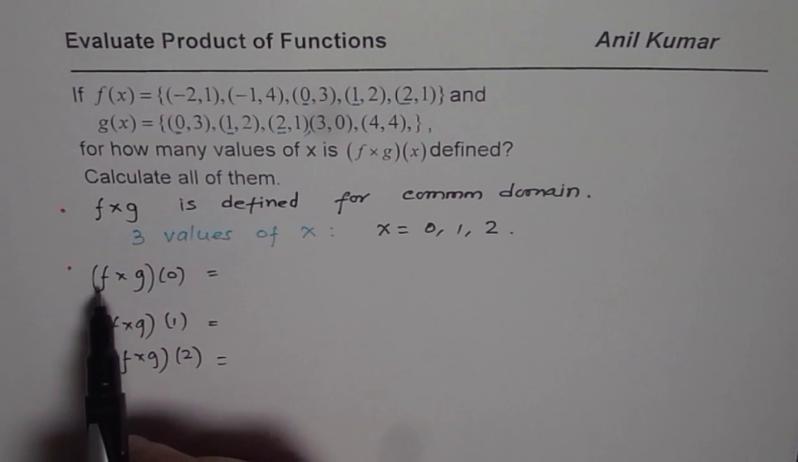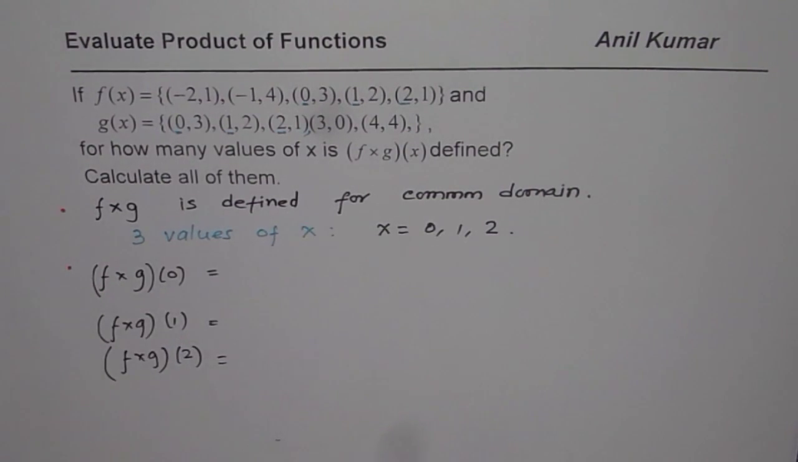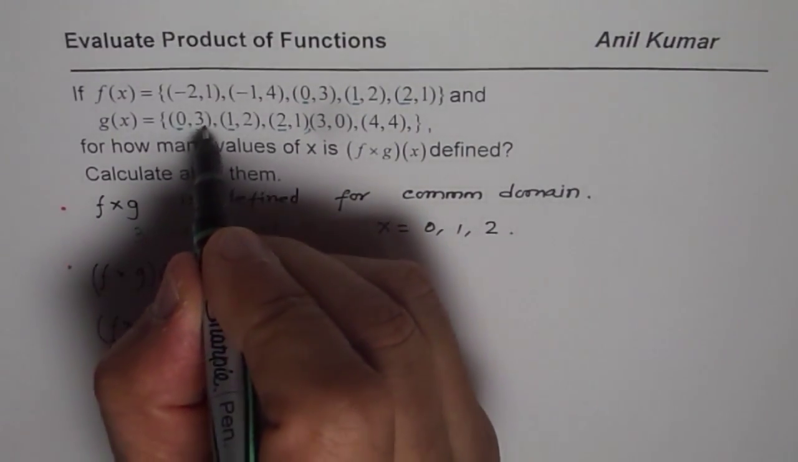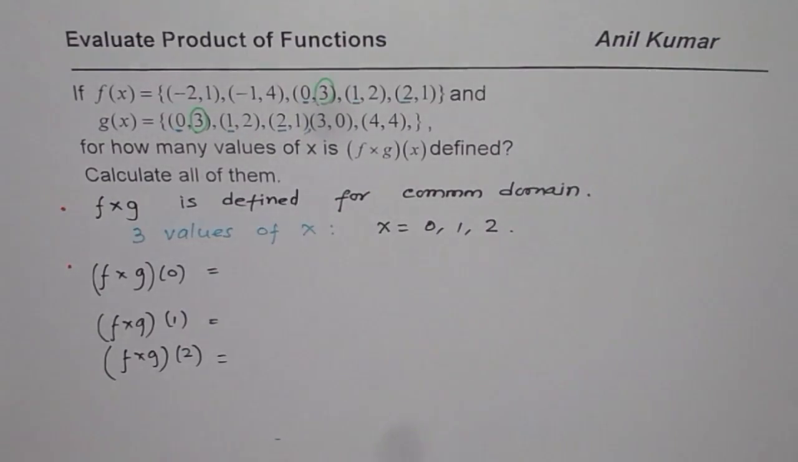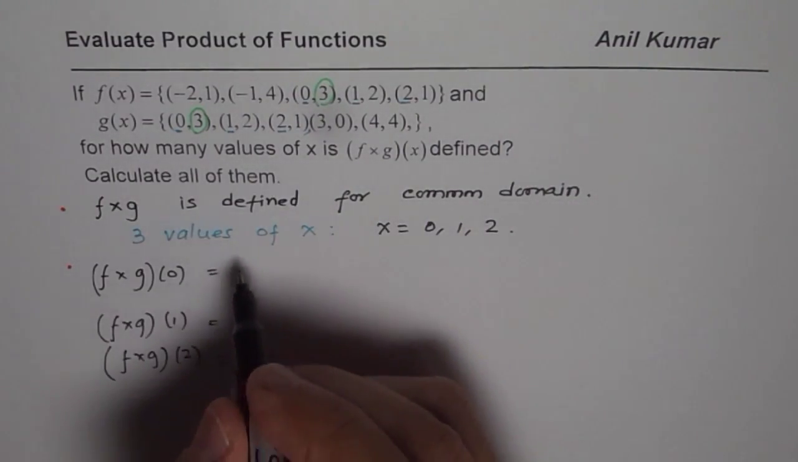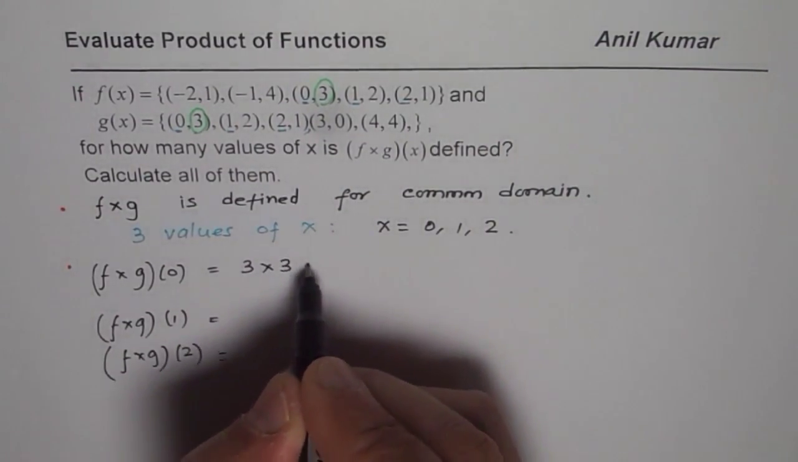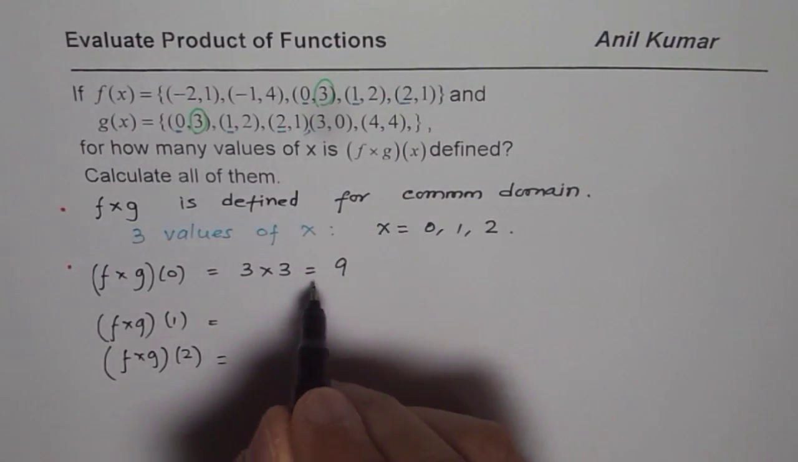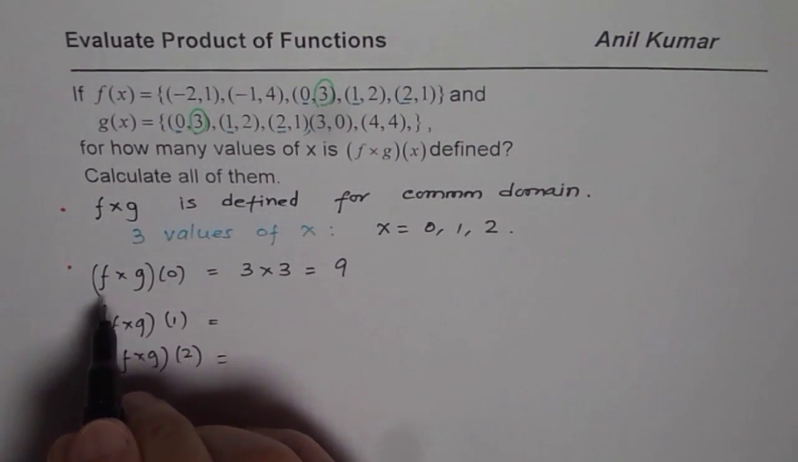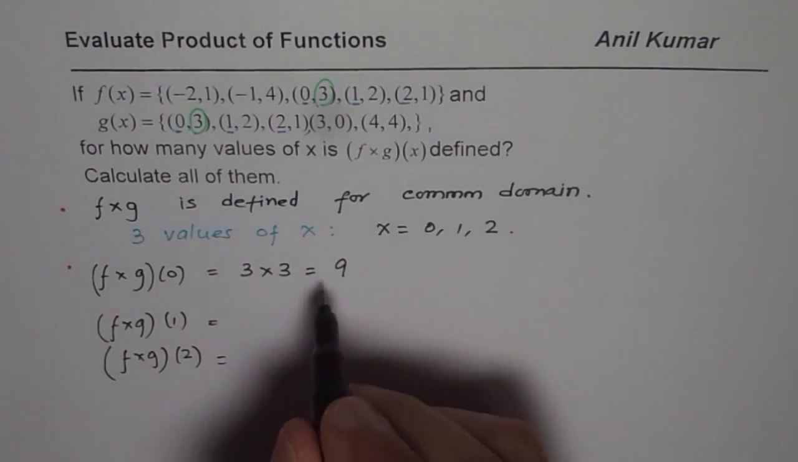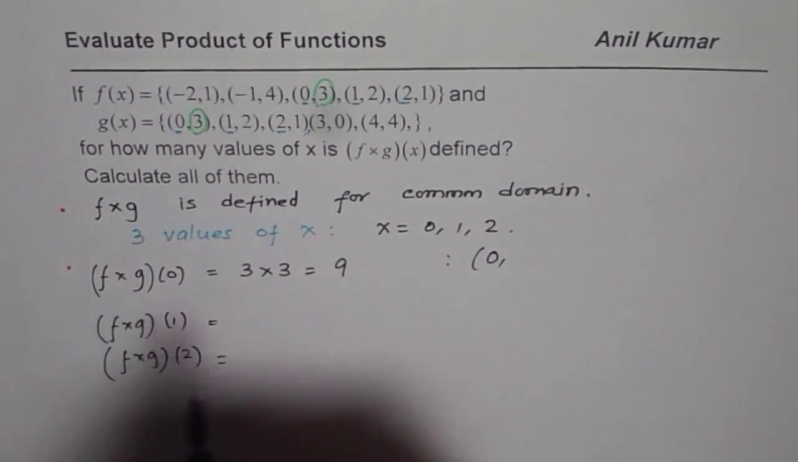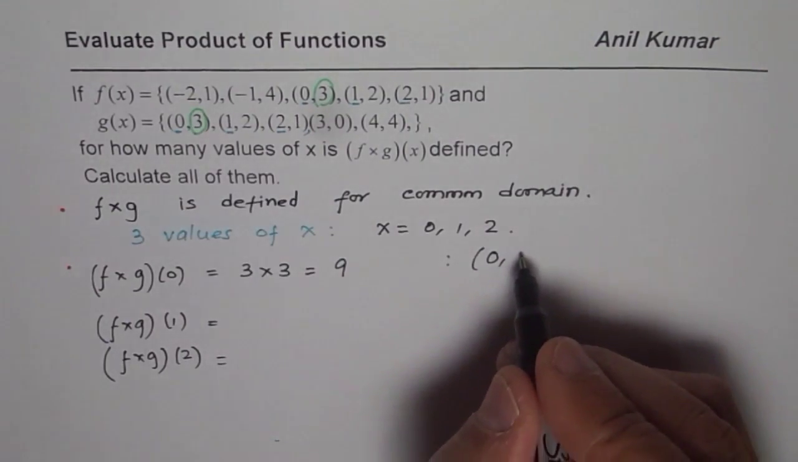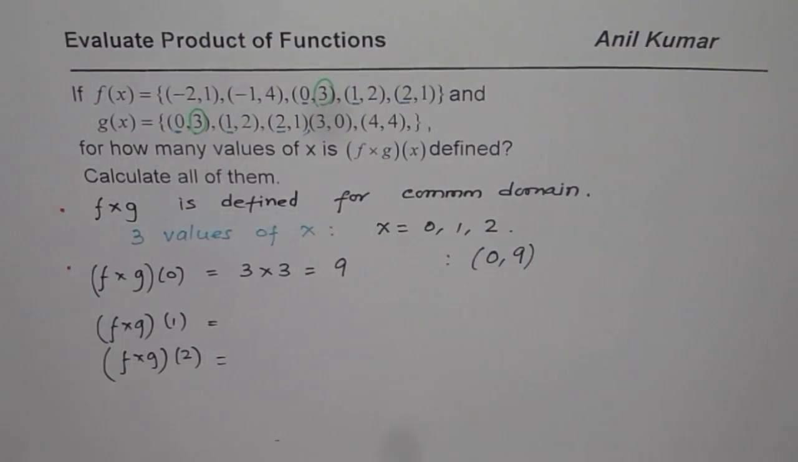Now when we say f times g of 0, it really means that for x equals to 0, check what y values are. So now for x equals to 0, the y values are 3 and 3. Multiply them, simple as that. So just do 3 times 3 and you get 9, do you understand? So f times g of 0 is 9. That really means that for x equals to 0, product of these two functions results into 9. That is what it is.